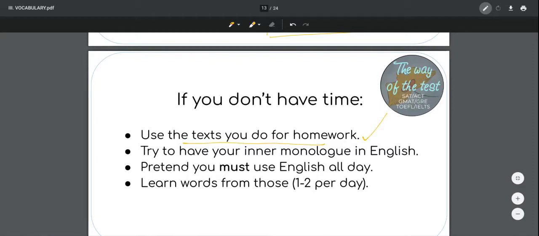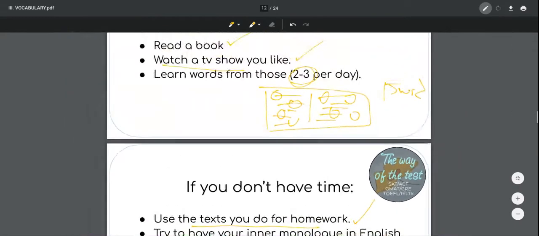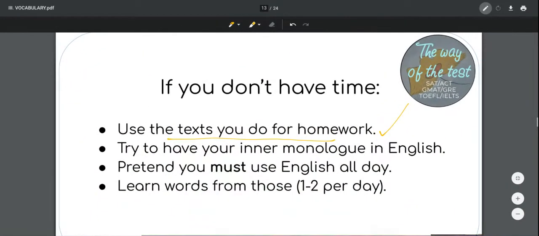So you're going to do that, and you're going to learn those words from the practice test or from the practice reading passages. Instead of writing 2 to 3 words per day, you maybe just want to settle for 1 to 2 words per day. Again, this is in case you don't have the time, in case you're just really squeezing the time to learn some or to practice some for TOEFL.